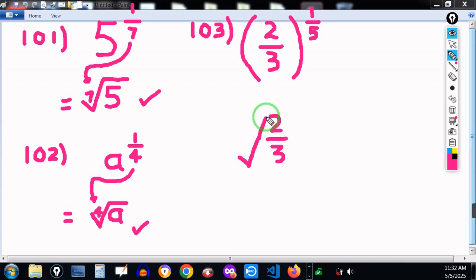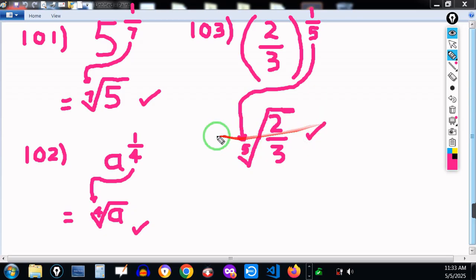Do not say square root. There's no 2 here or second here for square root. Just say the root sign and then put the 5 inside. If you say square root and then fifth root, you are saying wrongly. It does not make any sense. It's the fifth root of 2/3. That's all. 100% correct.